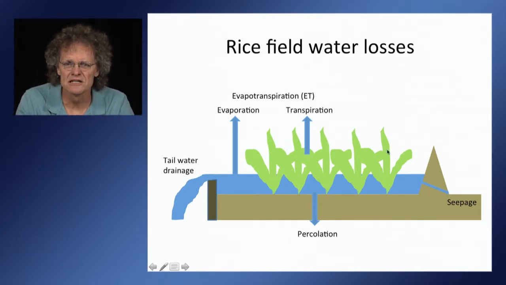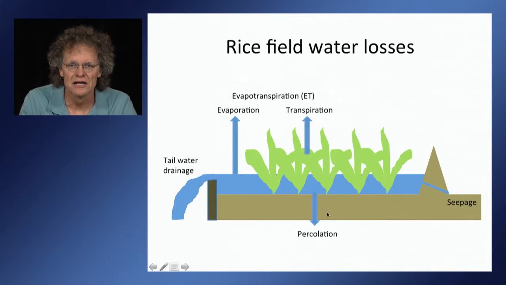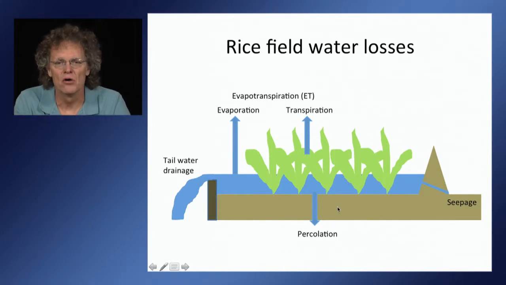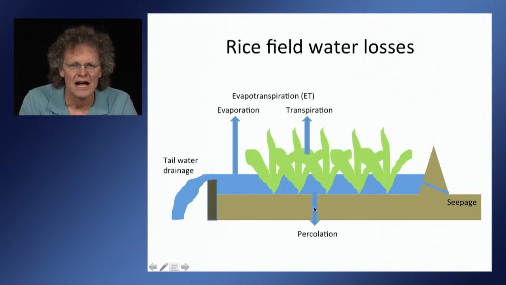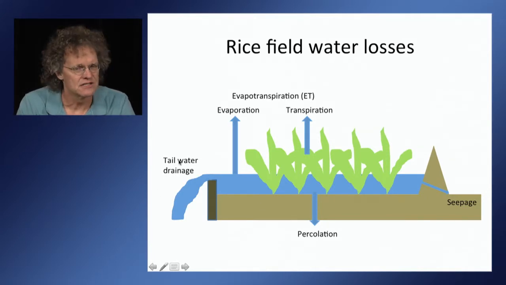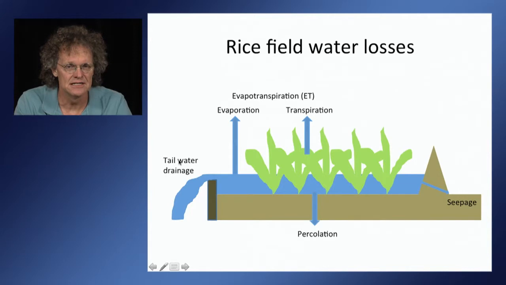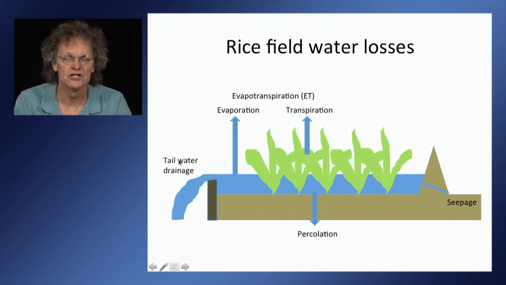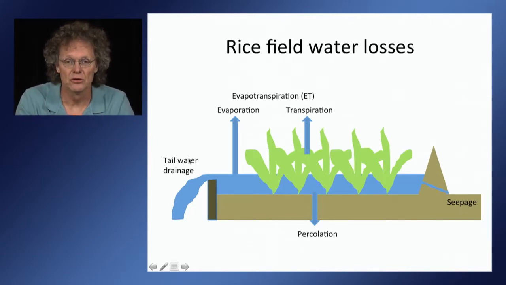Other sources of losses are seepage, which is sort of your lateral flow from the sides of the field. We also have percolation, which is downward water movement in the soil. And then we have drainage off the field, tailwater drainage. This can occur throughout the season or under conditions where we want to purposefully drain.